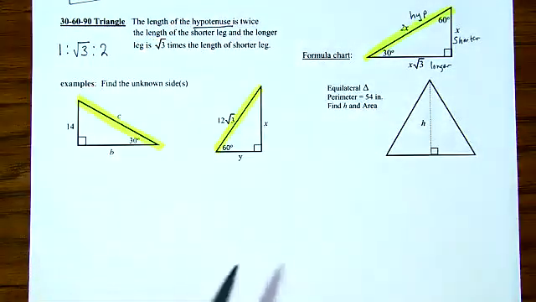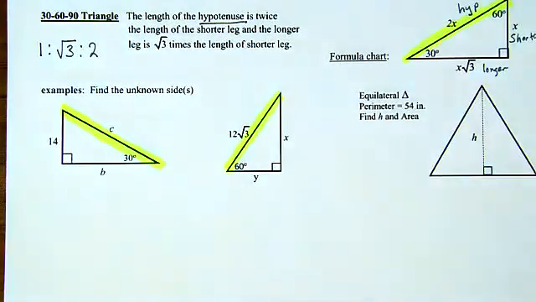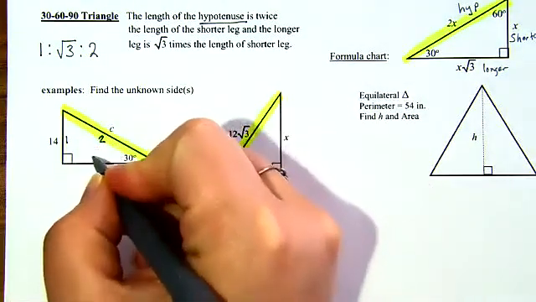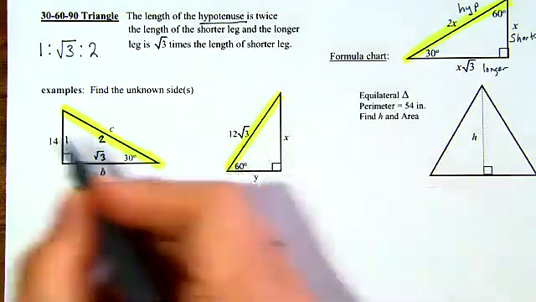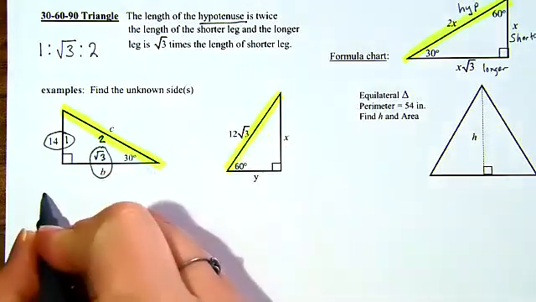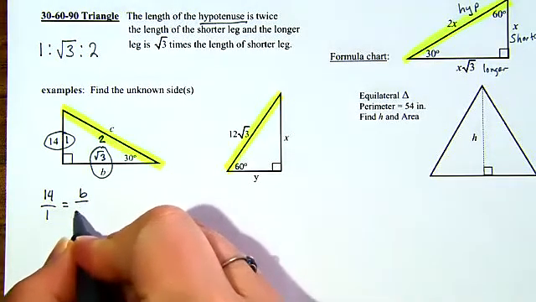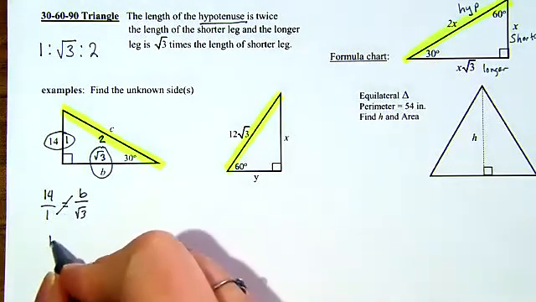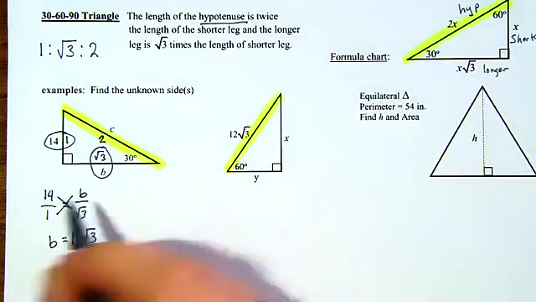Okay, so let's go ahead and set up this first problem, and we will write this extended ratio inside. So the hypotenuse is going to be 2, the shorter leg is going to be 1, and the longer leg is going to be radical 3. Now, if I'm solving for b, I want to start by setting up this proportion using these two pieces. So 14 over 1 is equal to b over radical 3. To solve this, we're just going to cross multiply. 1 times b is b, and 14 times radical 3 is 14 radical 3.